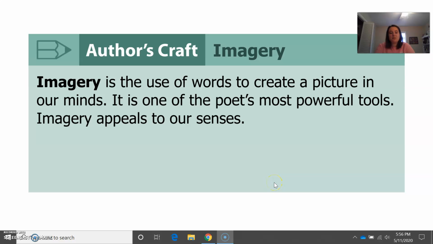Hey, fourth graders. Today for reading, you're going to be looking back at the poem Firefly. So remember, the author's craft that you were focusing on yesterday was imagery. Imagery is the use of words to create a picture in our minds. It's one of the poet's most powerful tools.